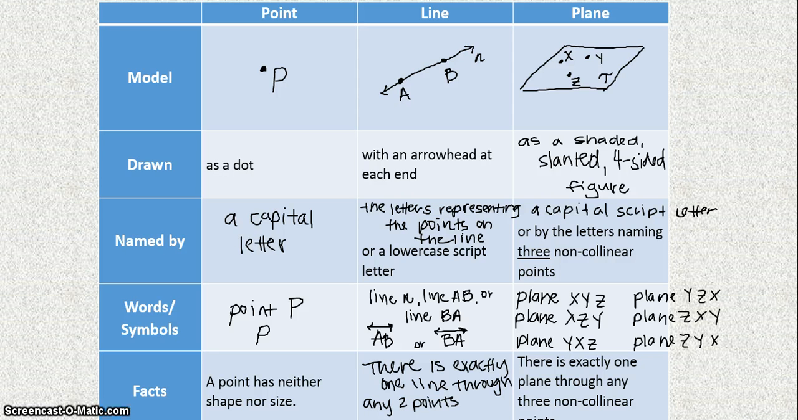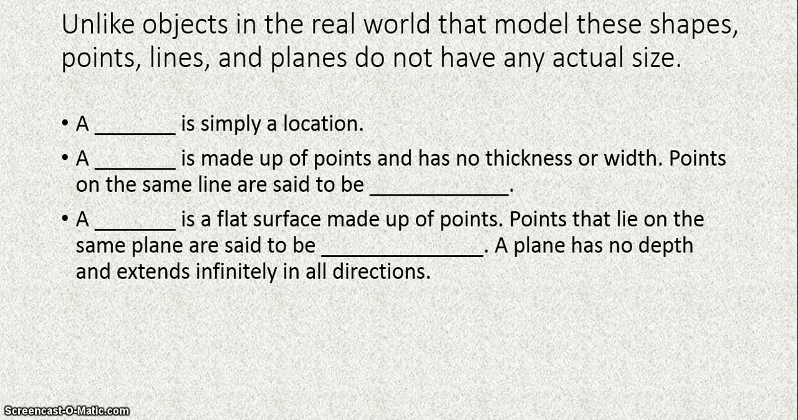So down here, I could also call that plane T. And there is only one plane through any 3 non-collinear points. So if I have 3 points that are not on a line, there's only one plane that actually contains all 3 of them. Based on everything we just went over, I want you to pause this in a second and try to answer these questions on your own, or fill in the blanks.